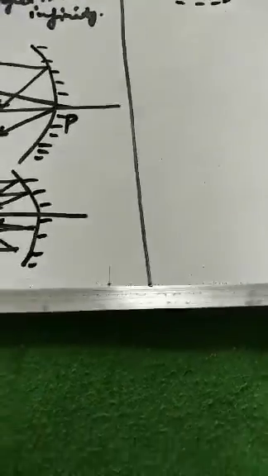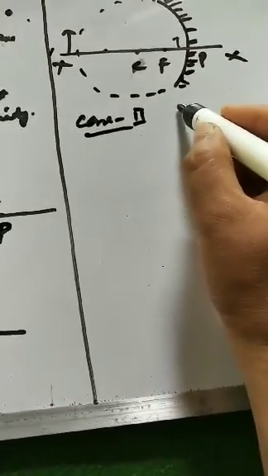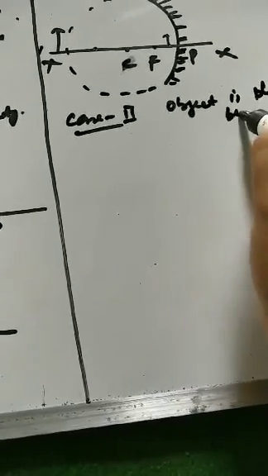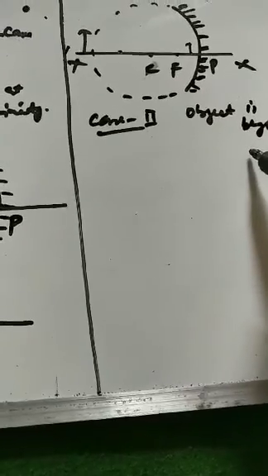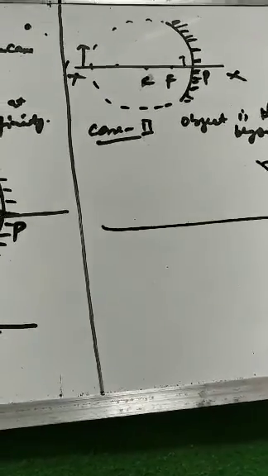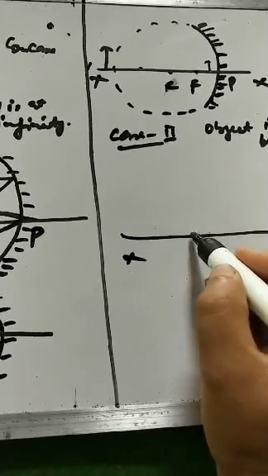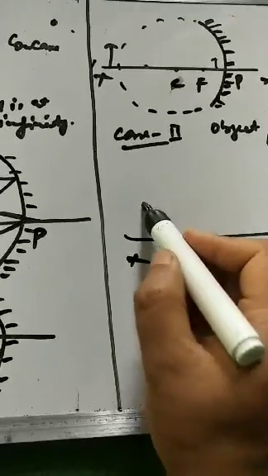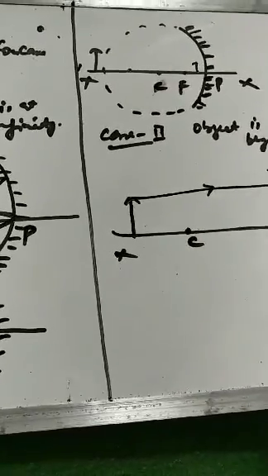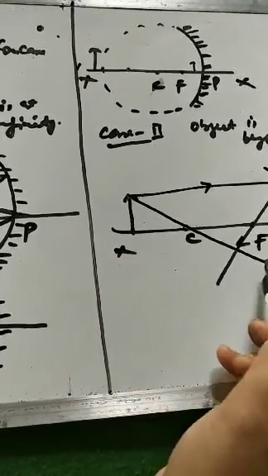This is the first case, and the second case is when the object is placed beyond the center of curvature. This is the concave mirror, the principal axis, the pole. Here we take the center of curvature, this is the focus, and here we take the object beyond the center of curvature. According to the rule, we take the incident ray parallel to the principal axis; after reflection it passes through the focus of the mirror like this. The second ray passes through the center of curvature like this.